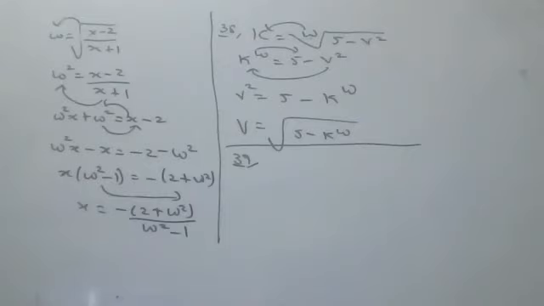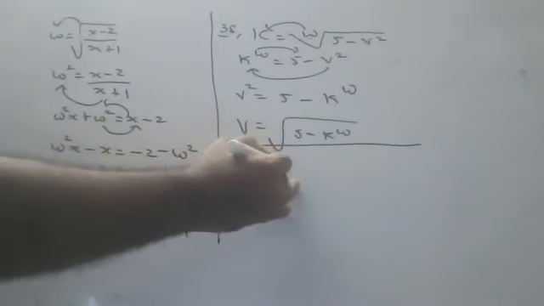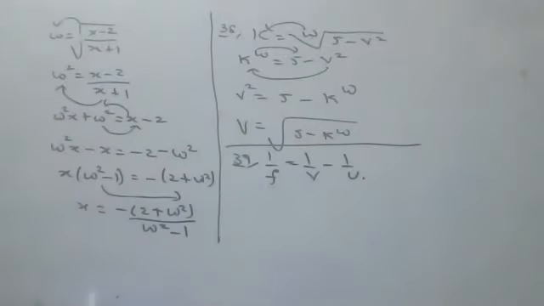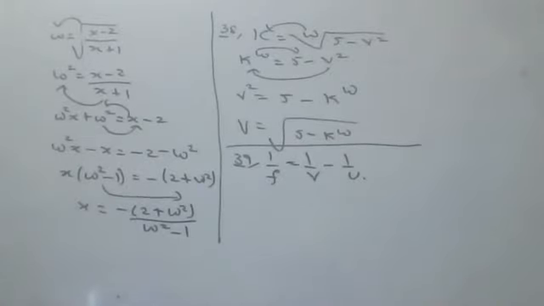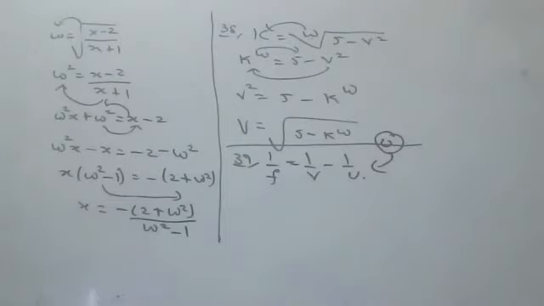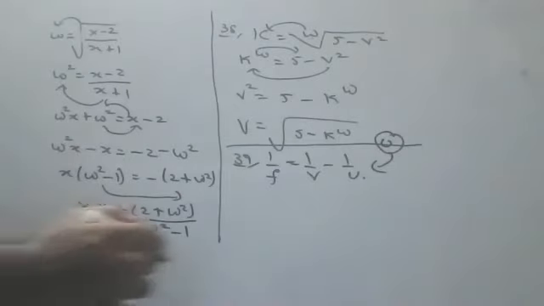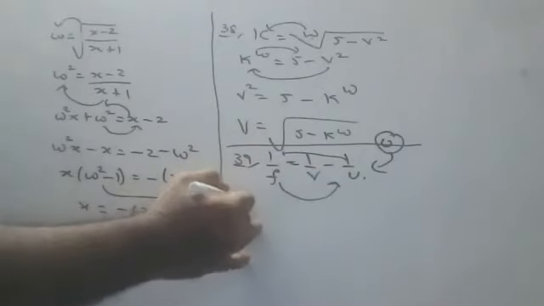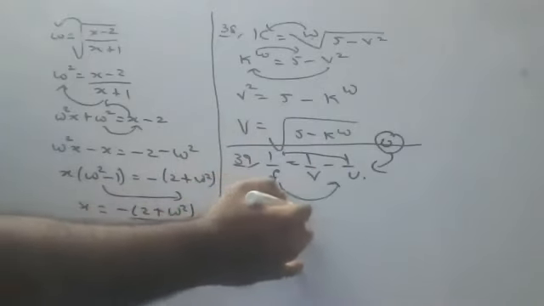Next one also: 1 by f equal to 1 by v minus 1 by u, with u as the subject. Who will tell? Sir, minus 1 by u is equal to 1 by f minus 1 by v. This you bring here, this you take here. So 1 by u is equal to 1 by v minus 1 by f.